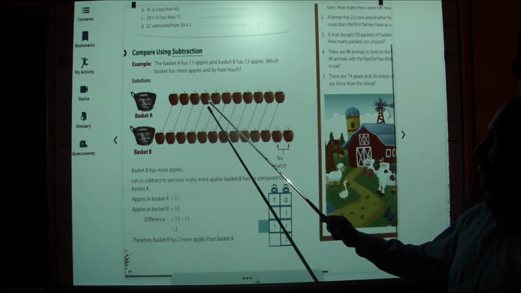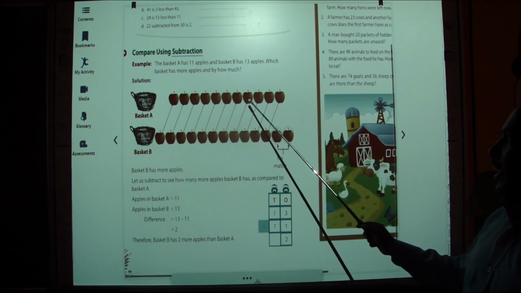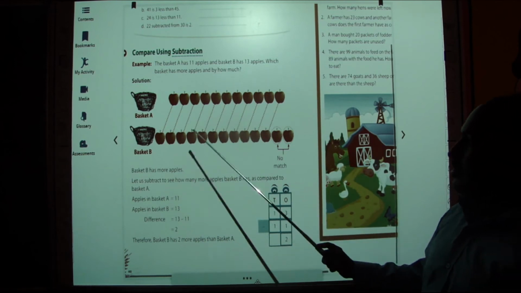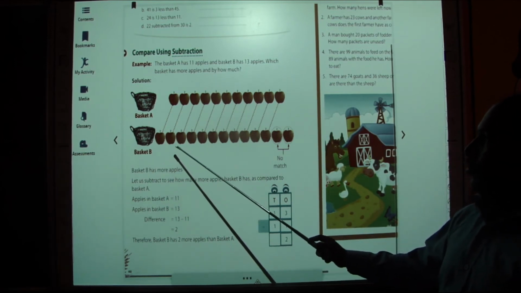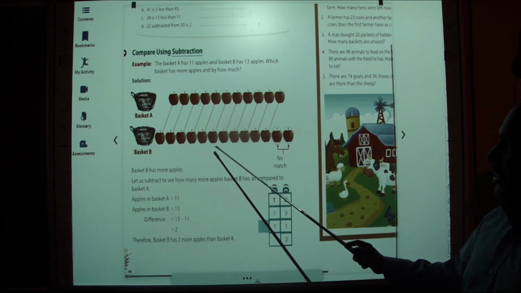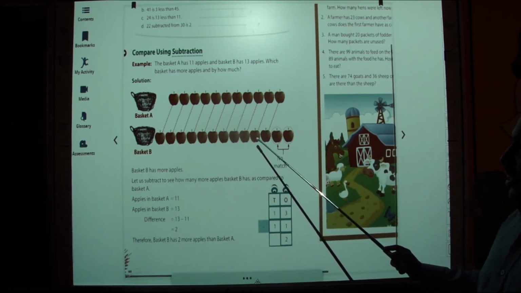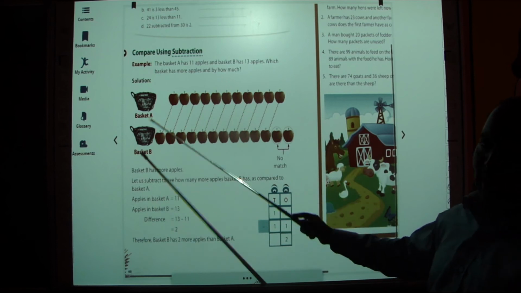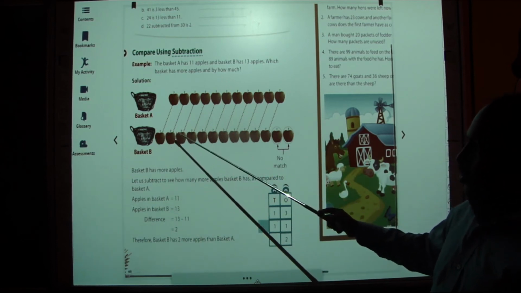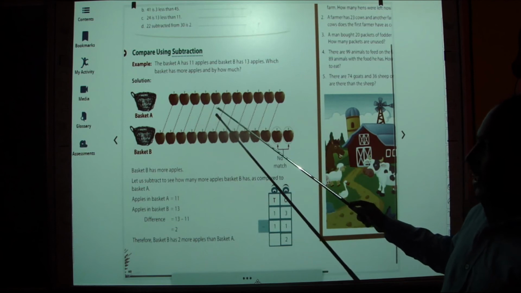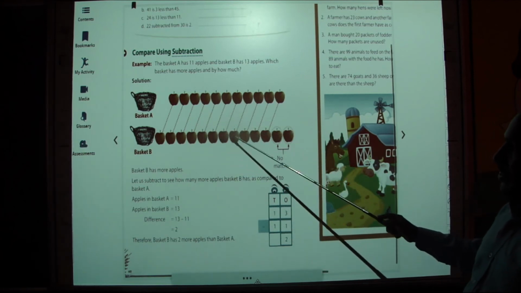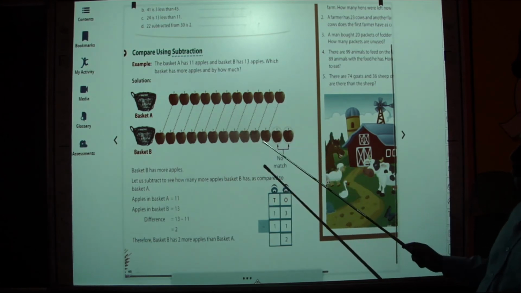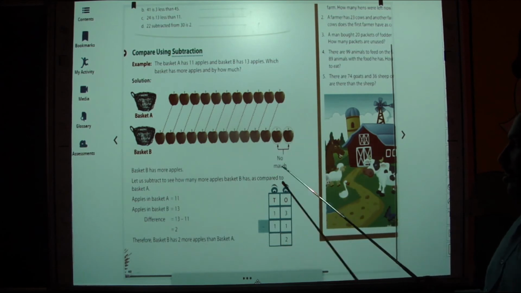First, basket A: 1, 2, 3, 4, 5, 6, 7, 8, 9, 10, 11. The first one has 11 apples. The next, basket B: 1, 2, 3, 4, 5, 6, 7, 8, 9, 10, 11, 12, 13. Here it has 13 apples. We compare the two items: 1, 2, 3, up to 11. The balance is 2 apples, which have no match.